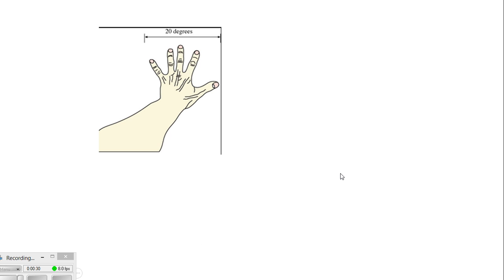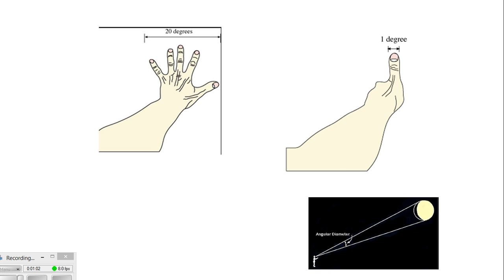Now, we also gave you some kind of idea as to how you can use these angle measurements. In other words, if you were to hold your hand at arm's length and spread your hand out as you see here, the rays of light coming back to your eye would form an angle of about 20 degrees. If you were to hold your thumb straight up at arm's length, then the angle formed by the rays of light coming back to your eye would be about 1 degree.